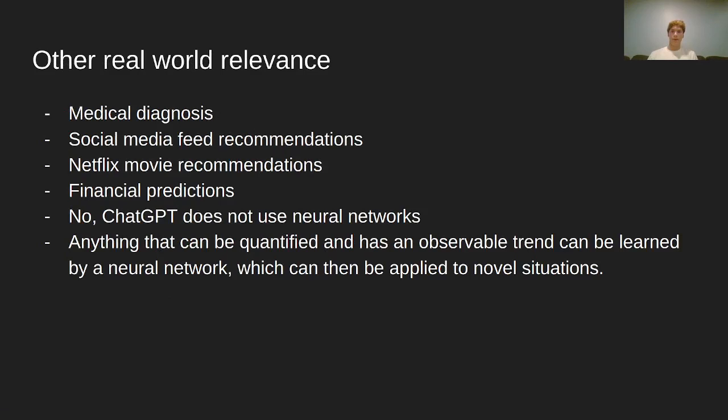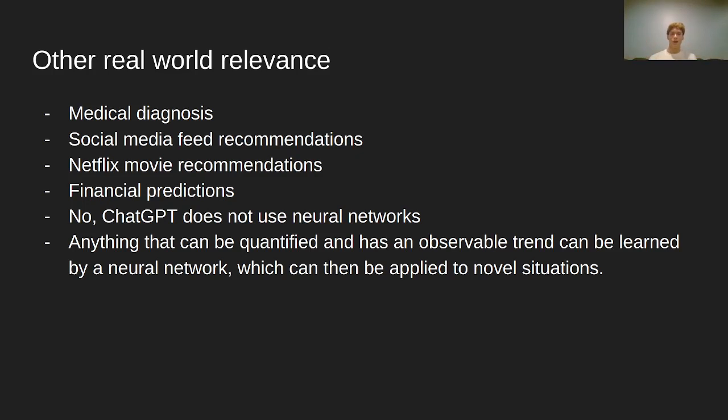That's pretty cool. Other real world relevance could be medical diagnosis, social media feed recommendations, Netflix movie recommendations, financial predictions. Essentially, anything that can be quantified and has an observable trend can be learned by a neural network. Even things that don't have observable trends to humans, maybe, but a neural network living in the world of numbers, maybe it could pick up on that trend. And then it could be applied to lots and lots of situations.